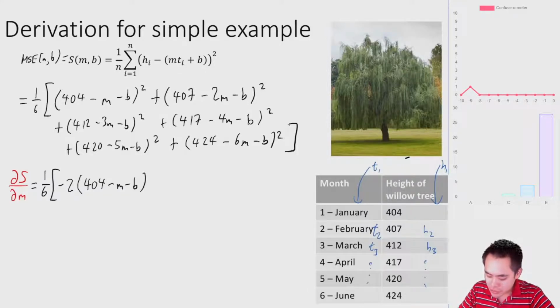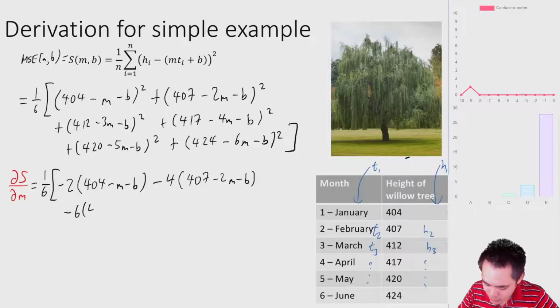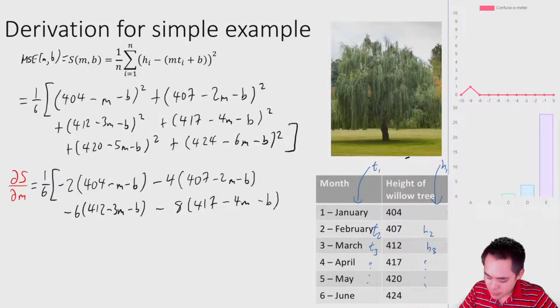And in the next case, we also take the partial derivative with respect to m, so that's going to be 407 minus 2m minus b. And of course, it's squared, so you have a 2 there, but you also have a minus 2 factor from the inside, so it's going to be minus 4 times this. And for the next one, we have minus 6 times 412 minus 3m minus b, minus 8 times 417 minus 4m minus b, minus 10 times 420 minus 5m minus b, minus 12 times 424 minus 6m minus b.